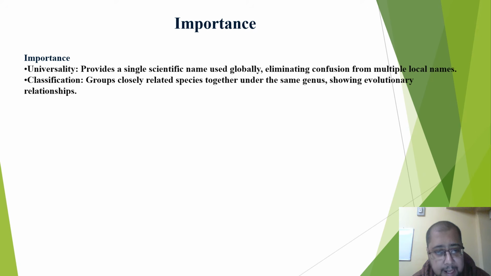If we consider the classification, it groups closely related species together under the same genus, showing evolutionary relationships. For example, we saw in case of lion, tiger and leopard, they were all placed under the same genus: Panthera leo, Panthera tigris and Panthera pardus. They are closely related and therefore placed under the same genus. But the species are different, so they have different specific names.